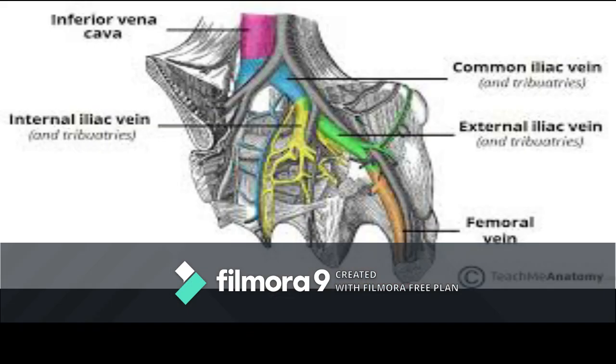Now we will study the venous drainage. Veins drain into the internal iliac veins and internal pudendal veins. Now we will see about nerve supply. The vagina is supplied by sympathetic and parasympathetic nerve fibers from the pelvic plexus. The lower part of the vagina is especially supplied by the pudendal nerve.